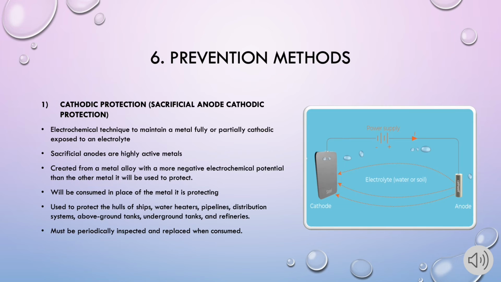In this system, the sacrificial anode, made of a more active metal like zinc or magnesium, is connected to the metal we want to protect, called the cathode. Both are placed in an electrolyte such as water or soil.